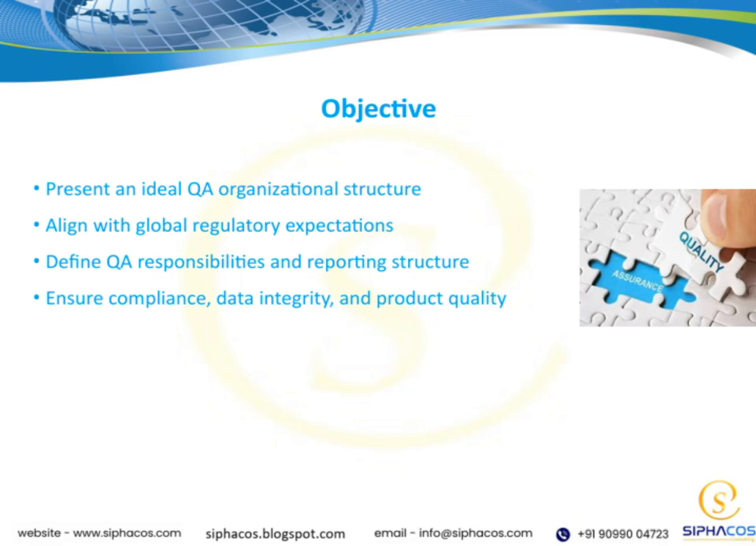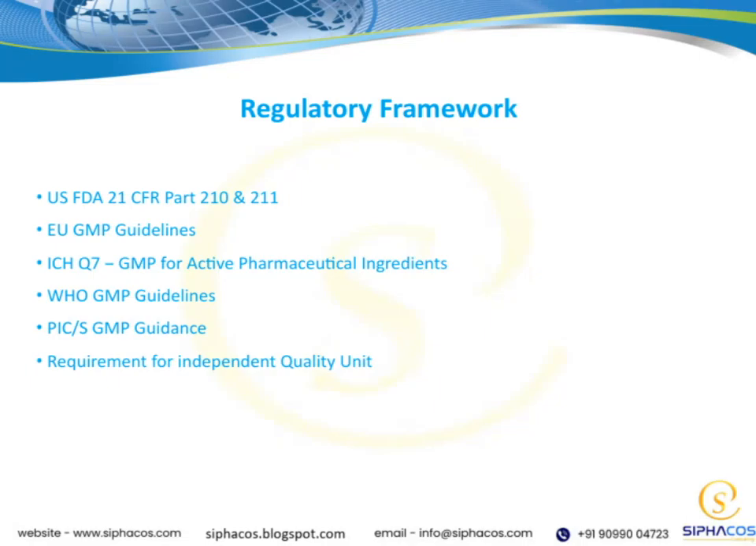A well-designed QA framework is the backbone of a reliable and trustworthy pharmaceutical operation, supporting our overall mission of safety and excellence. Let's take a closer look at the key regulatory frameworks that guide pharmaceutical manufacturing worldwide. First, we have the U.S. FDA regulations, specifically 21 CFR Parts 210 and 211, which set the standards for good manufacturing practices in the United States. These regulations emphasize quality control, proper documentation, and strict process controls to ensure product safety and efficacy.